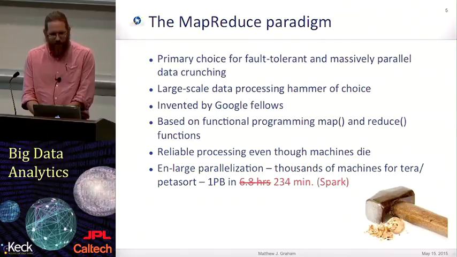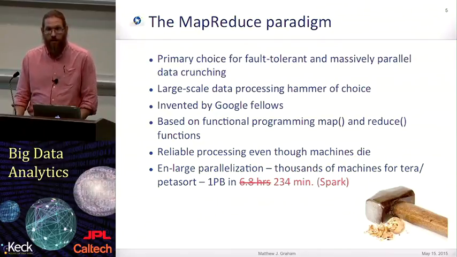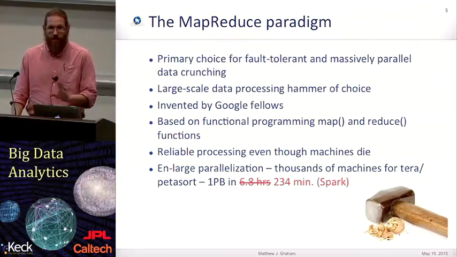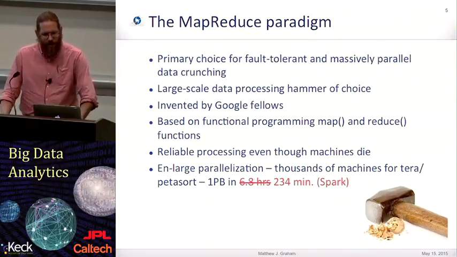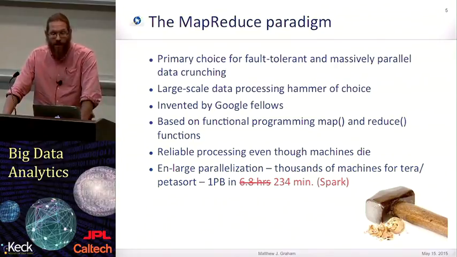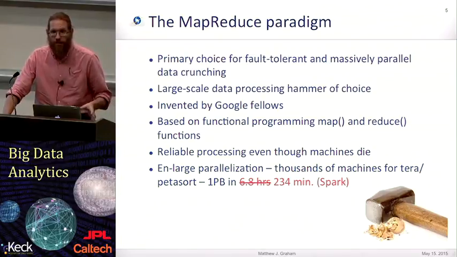It's based on functional programming, map and reduce functions. As we said in the introductory slide, you consider it to be a decomposition of your work into a summation, which is the map, and the function, which is the reduce. Sorry, other way around. It allows reliable processing, even though machines can die, because you're running this on a very large cluster. If one of them drops, it doesn't matter, and one of the other ones will pick it up. And it allows very large parallelization. The records for sorting terabyte and petabyte data sets all rely on MapReduce in some form.